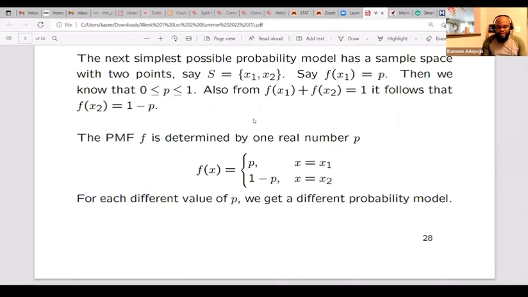So f(x1) means the probability of the x1 event occurring, right? Can you say that again? f(x1) means the probability of the x1 event occurring, right? Exactly. The f of x1 actually means the probability of the occurrence of x1. That's what it means, which is basically p. You are right. Okay.